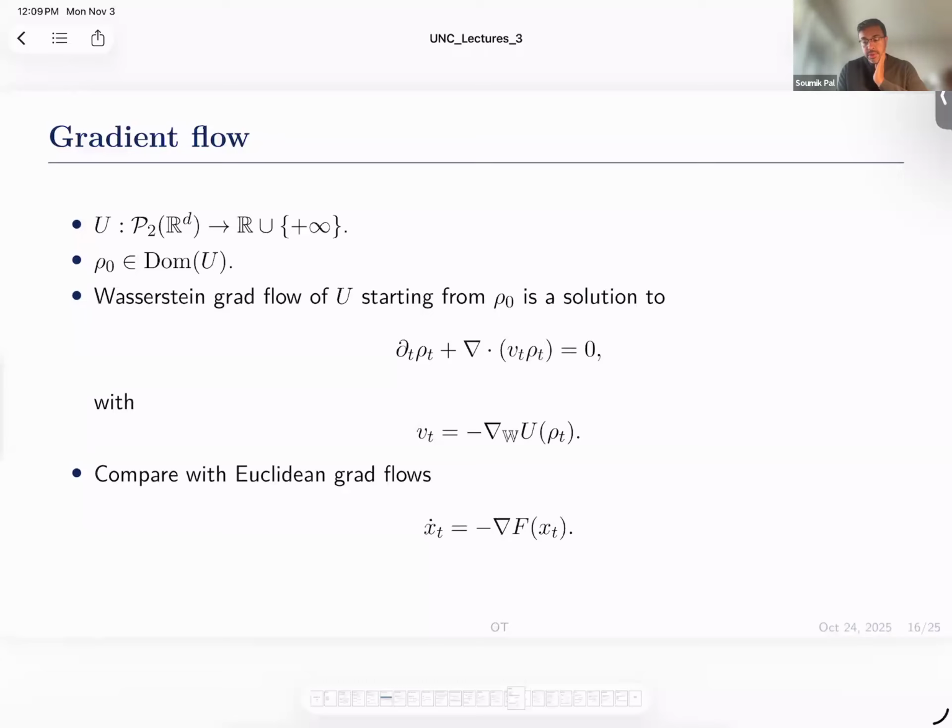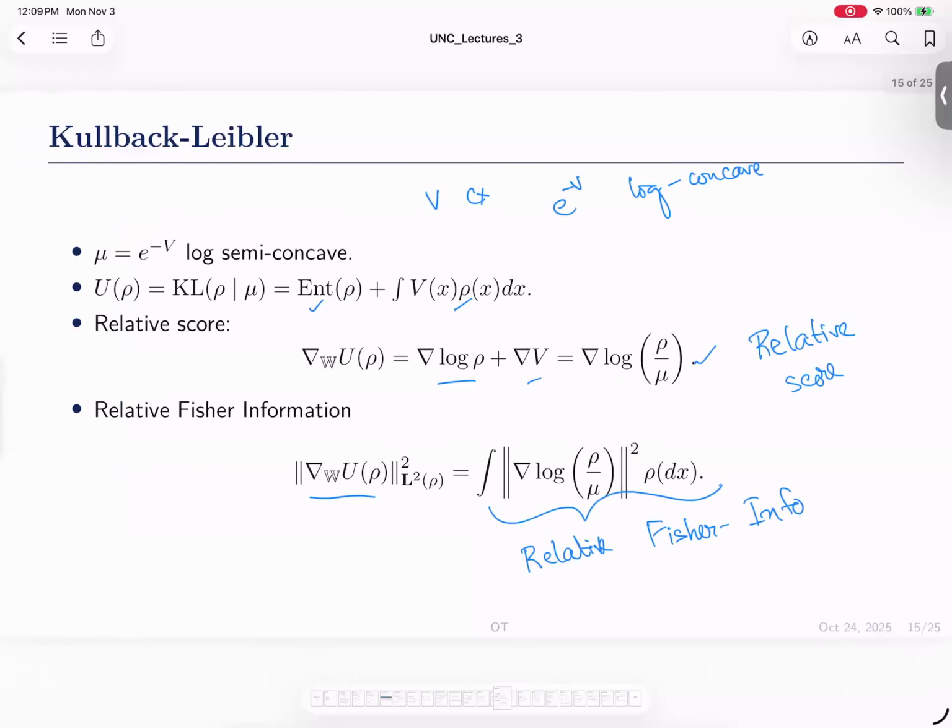Of course, it's related to score-based variational inference. It's also related to all these image generations using diffusion models. So is this the objective that people usually optimize? The objective function is Kullback-Leibler, and when you optimize Kullback-Leibler, you get these gradients and the norm squared of the gradient coming up as relative score and relative Fisher information. Okay, thank you.